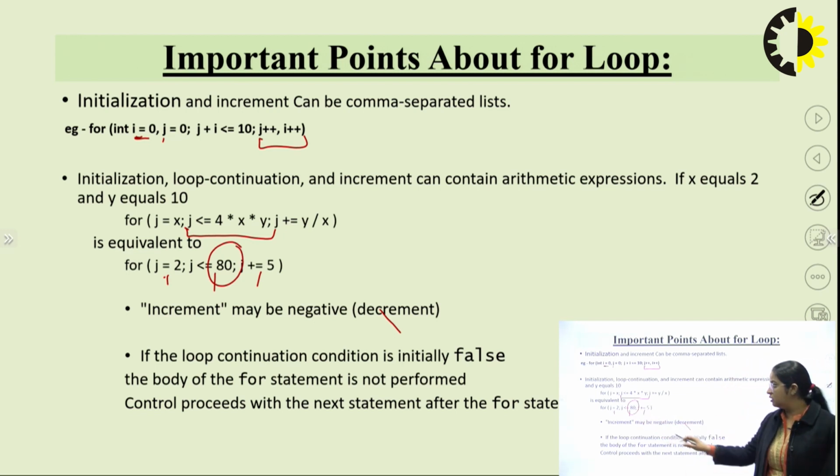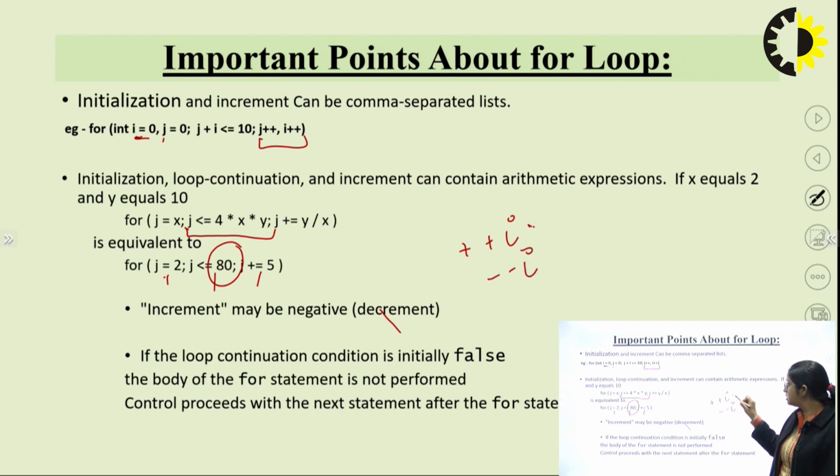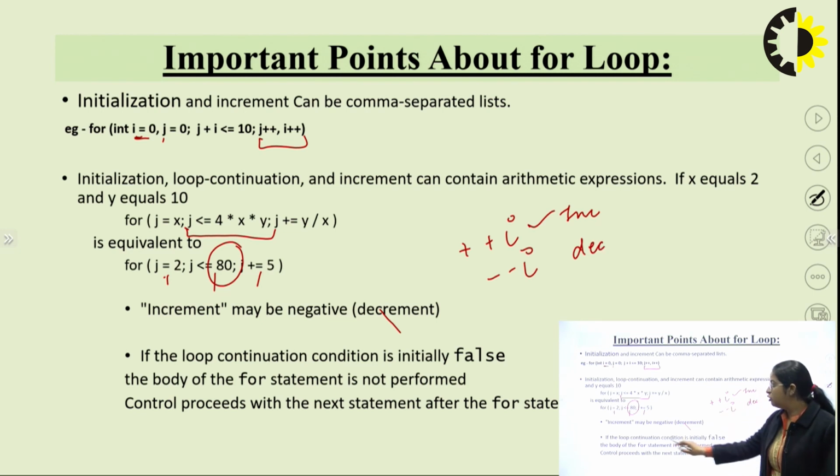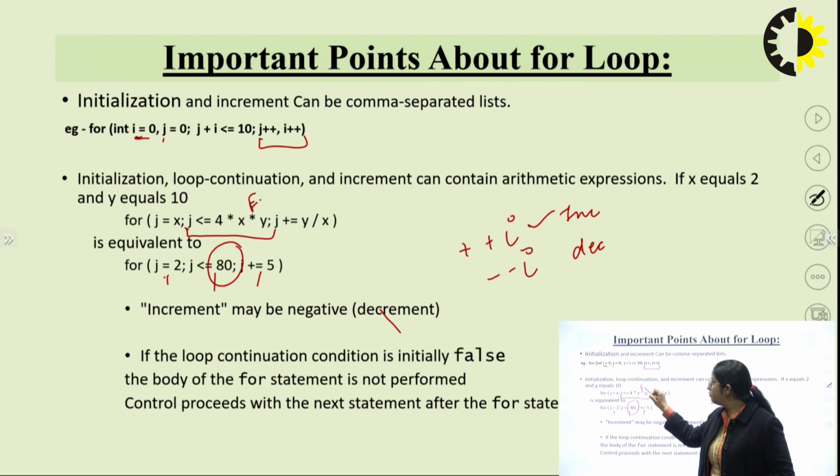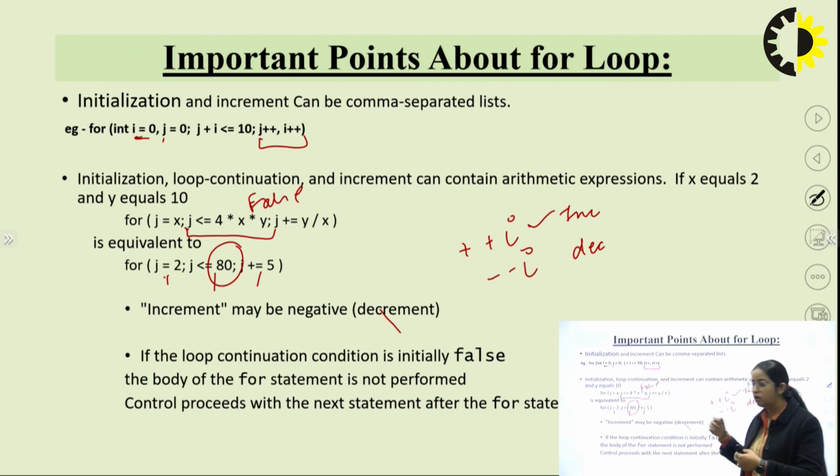The next point is that the increment may be negative. That means you can use plus plus i, which is allowed, and you can use minus minus i. That means this is the increment and this is the decrement. Both are allowed. After that, if the loop continuation condition is initially false, the body of the loop is not performed. If the condition becomes false, the execution will not be allowed, because it cannot enter into the loop.